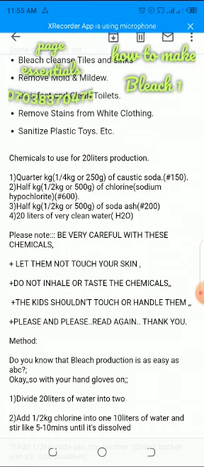Then take note of these safety tips. Be very careful with chemicals. Do not let them come in contact with your skin. Do not inhale these chemicals. Do not touch them. Do not taste them, sorry. Don't allow the kids to touch or see or even handle these chemicals, please. You can go through this again. Thank you very much.